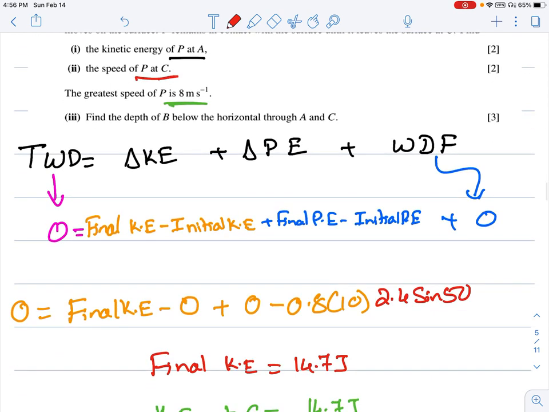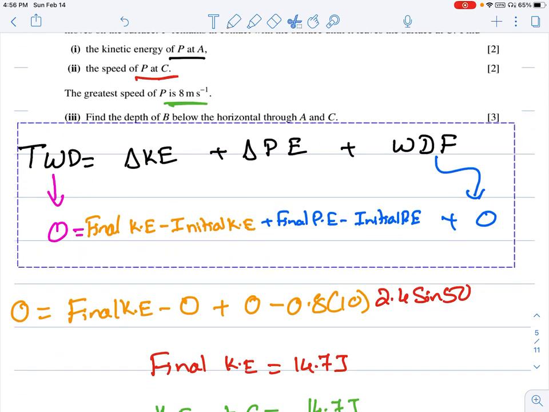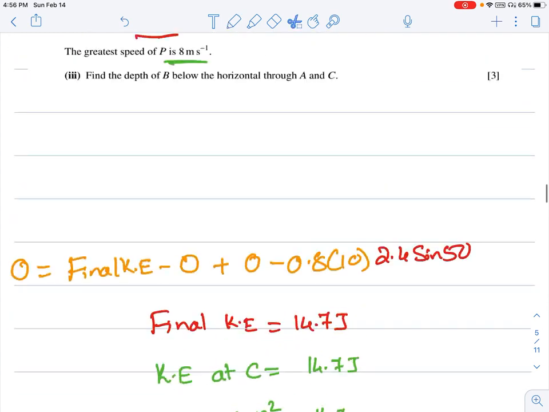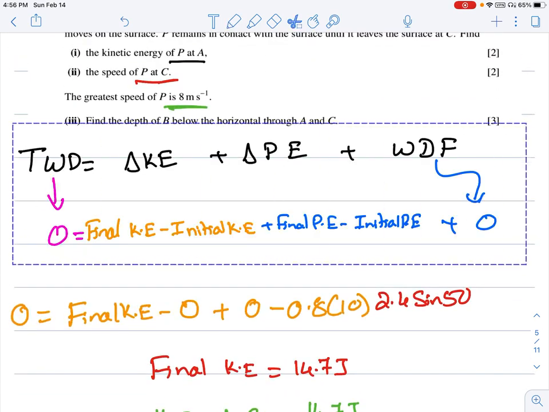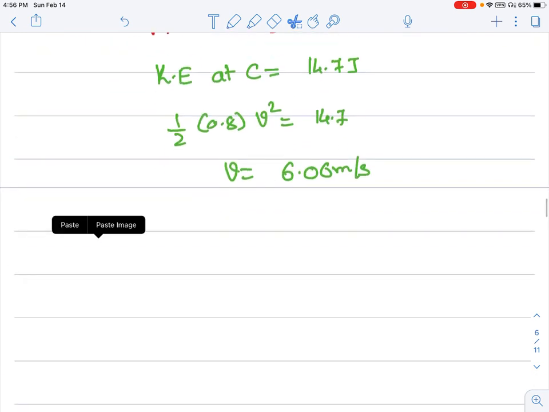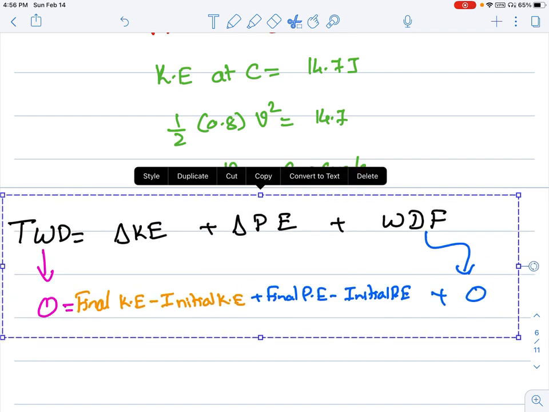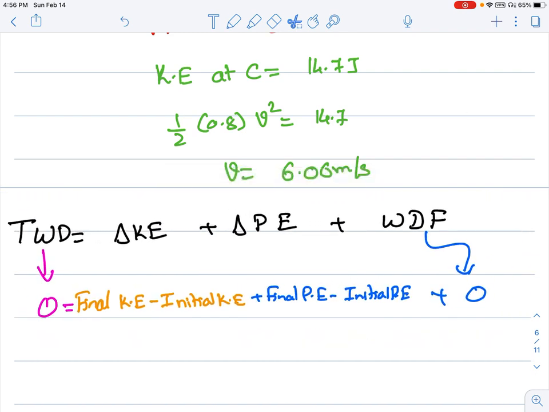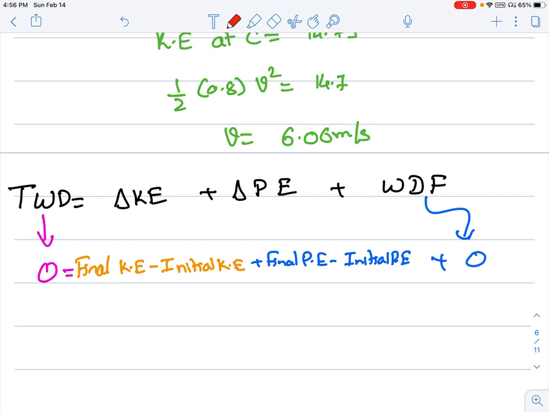So what am I going to do? I am going to take the same thing: total work done is equal to delta KE plus delta PE plus work done against friction. Total work done is 0. Now I take the final kinetic energy only from A to B. So 0 is equal to the final kinetic energy at B, which is 1 by 2 times 0.8 times 8 square, minus the initial kinetic energy, which is 0.8 times 6.06 whole square. This is at A.